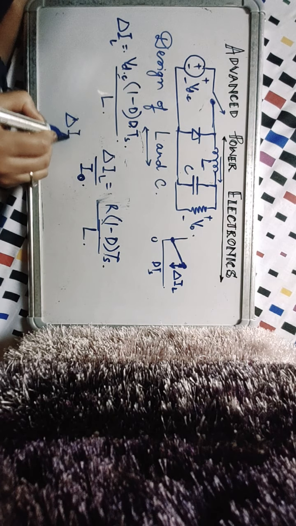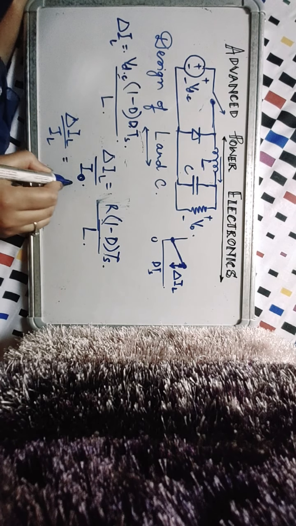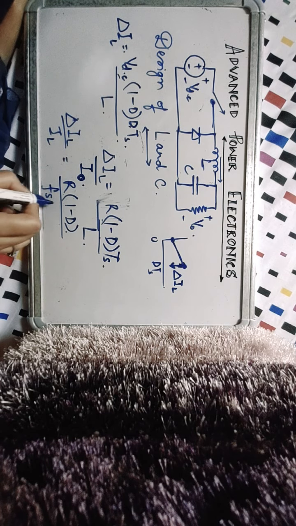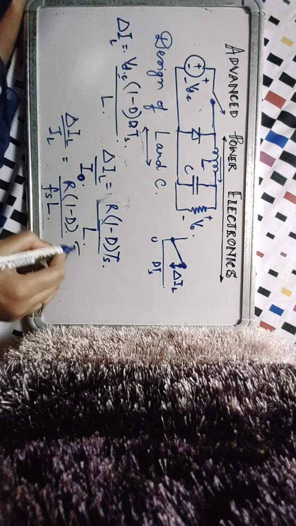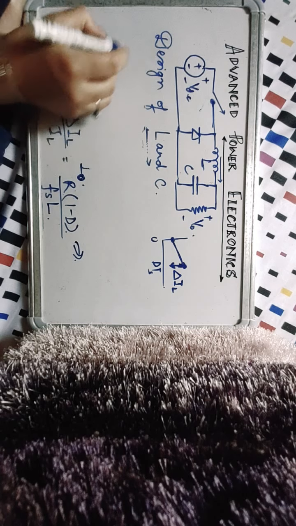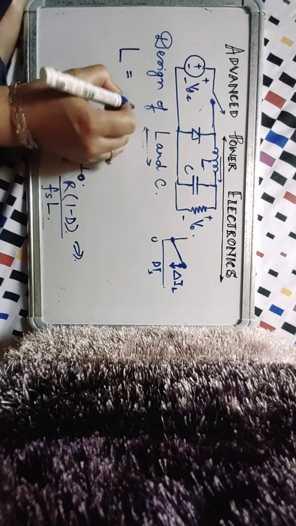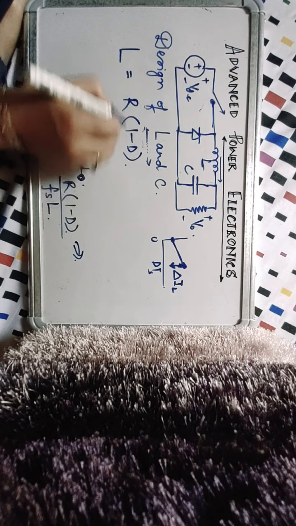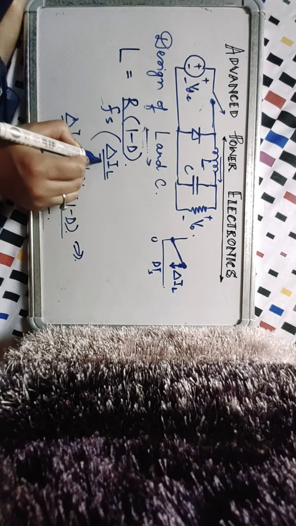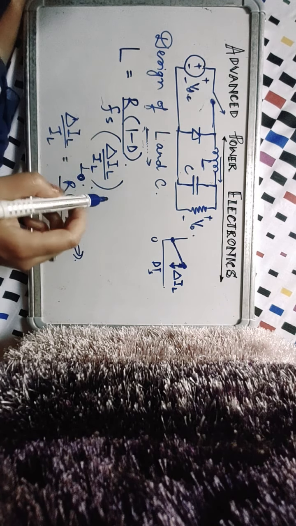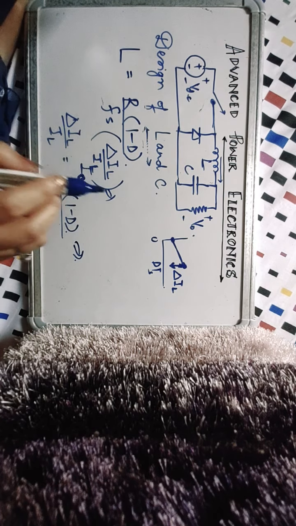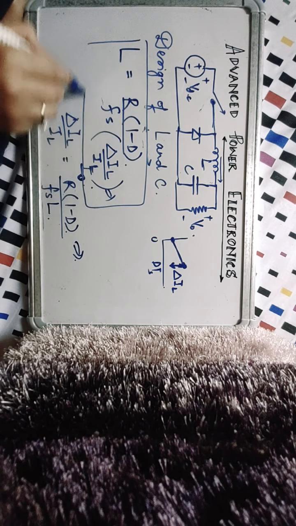So I can call it delta IL upon IL is equal to R into (1 minus D) Ts upon L. Ts I can take down to make Fs, the switching frequency, and L. So from this you can design your L, that your L is equal to R (1 minus D) by Fs divided by the fractional ripple, percentage ripple. If you are told 5% ripple, that means delta IL should be 5% of the average IL. So this is your equation for the design of L.